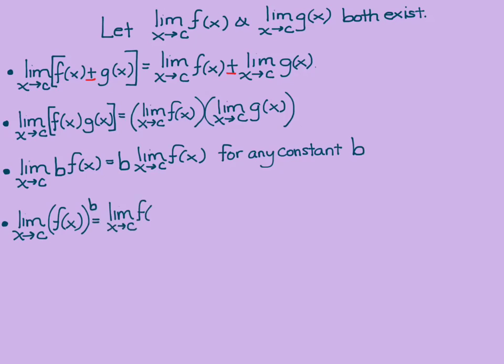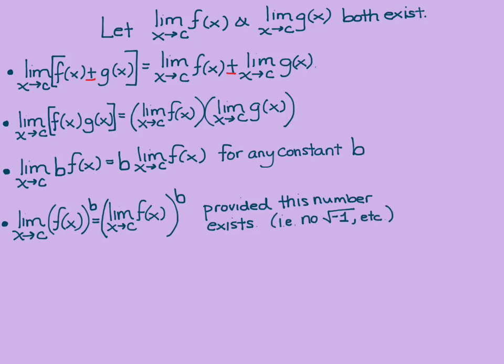For the next law, we have the limit as x goes to c of f of x to the bth power equals the limit as x goes to c of f of x, where the whole thing is raised to the bth power. And this will hold provided that the value that we end up with exists. So in other words, if b was 1/2, we would not want the limit as x goes to c of f of x to be a negative number, because then we would be taking the square root of a negative, which gives us an imaginary number.